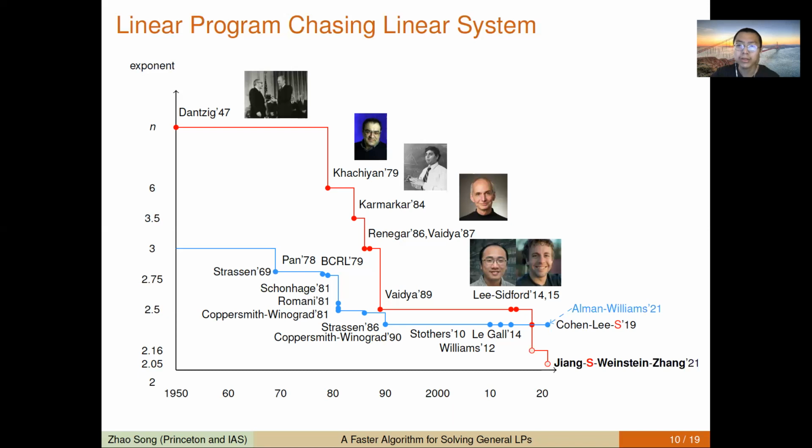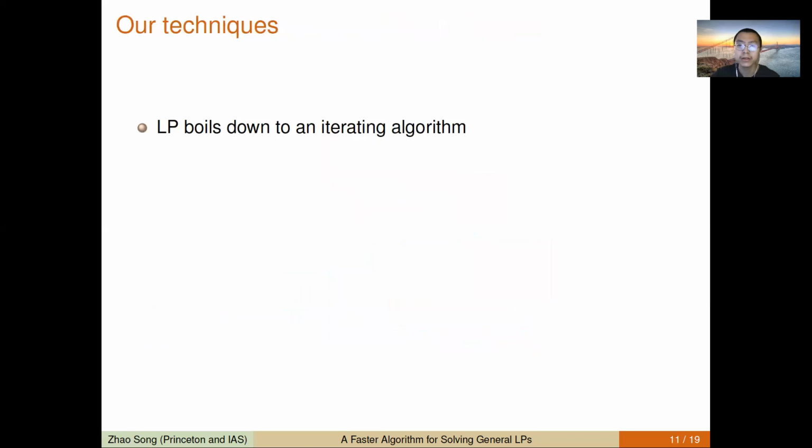Another very remarkable result about matrix multiplication this year is by Alman and Williams. They improved the exponent of matrix multiplication. So in the rest of the talk, I will focus on presenting the high-level ideas and techniques of our algorithm.